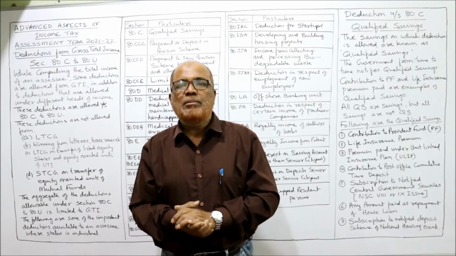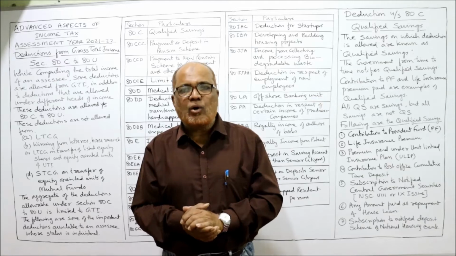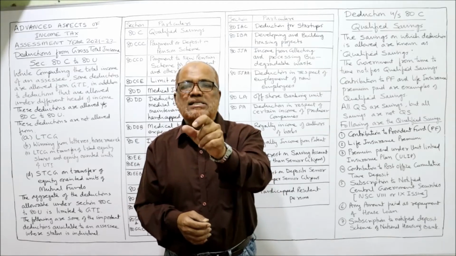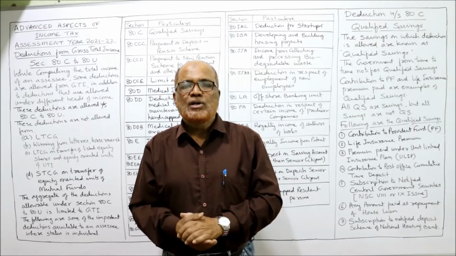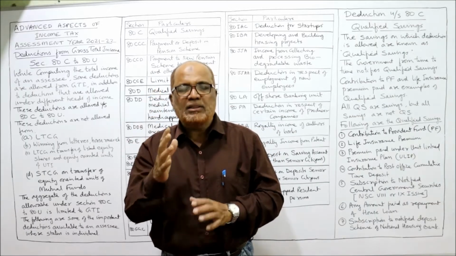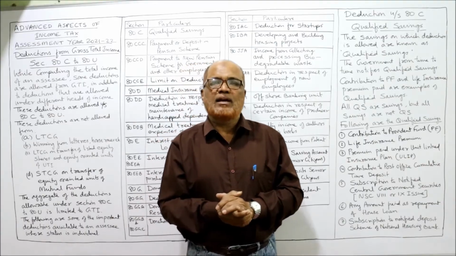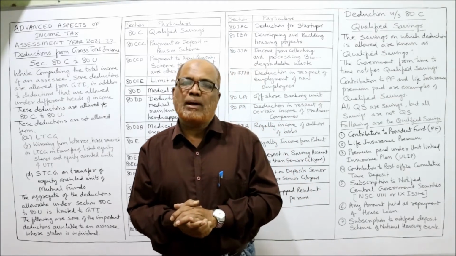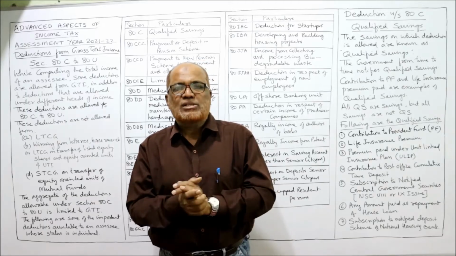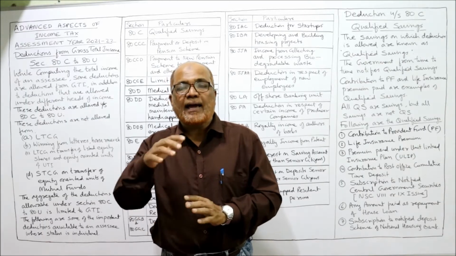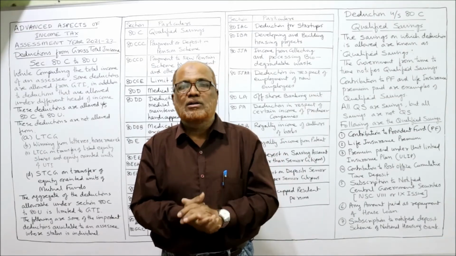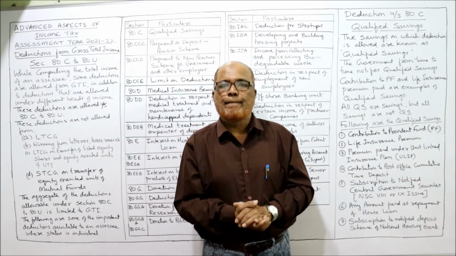From gross total income, deductions are allowed by the Income Tax Act. The deductions are given under section 80C to 80U. After giving all these deductions, we get the total income, and on that total income tax will be applied. These deductions from GTI are extra deductions, other than the deductions the assessee has already got under each individual head.